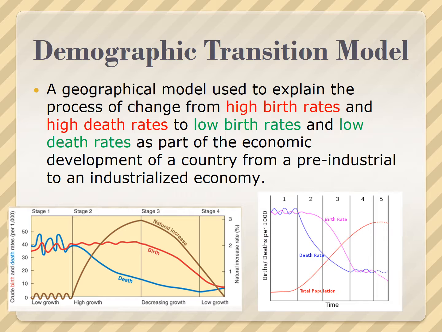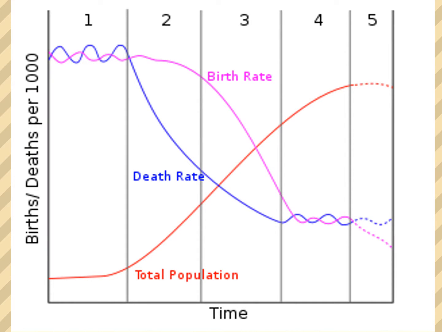The DTM, demographic transition model, helps explain and predict patterns in population over time. It is a geographical model used to explain processes of change from high birth rates and high death rates to low birth rates and low death rates, as part of the economic development of a country from a pre-industrial to an industrialized economy. Here we are, birth and death rates. As you see, we have population going up as death and birth rates change.